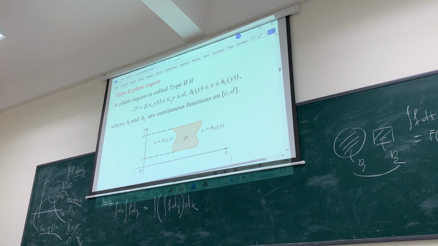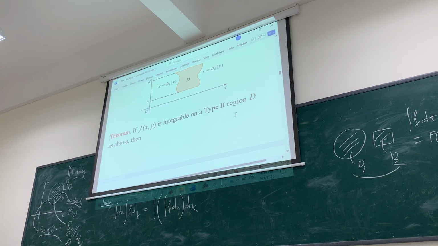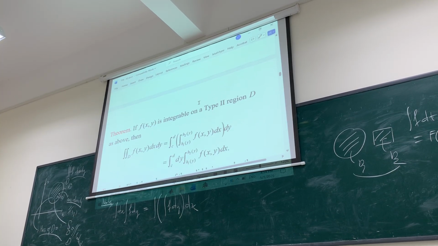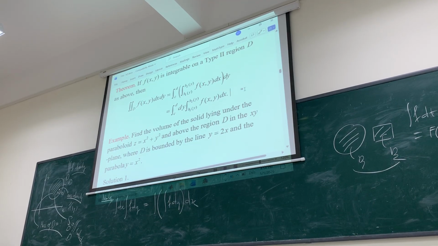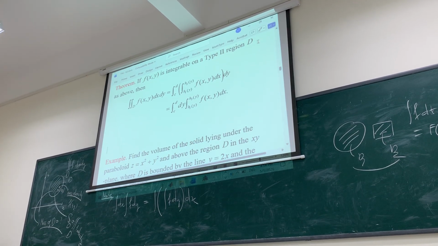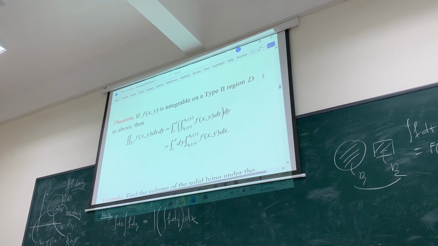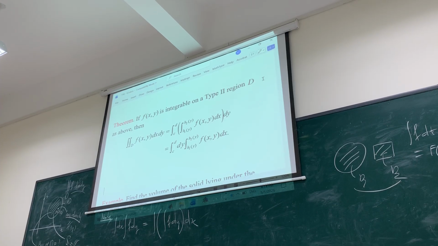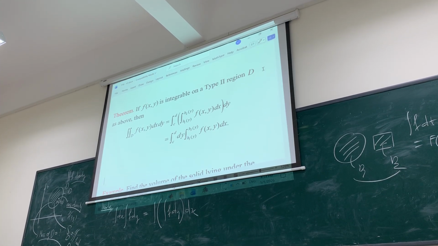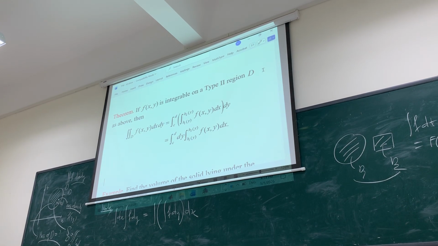When we express the domain D by this, we have the theorem related to double integral. The theorem: if the function is integrable on D, which is a type 2 region, then we can express the double integral by an iterated integral like this, dy first, dx second.